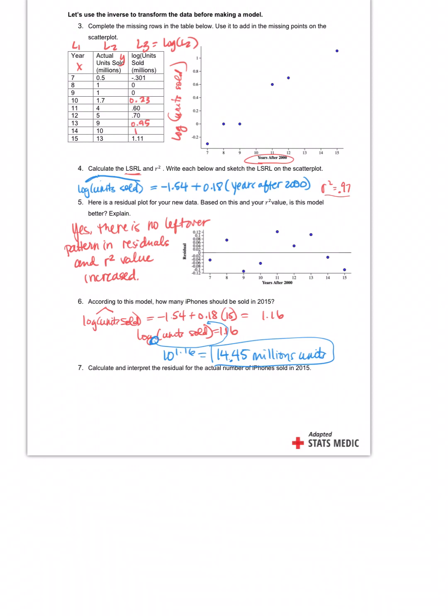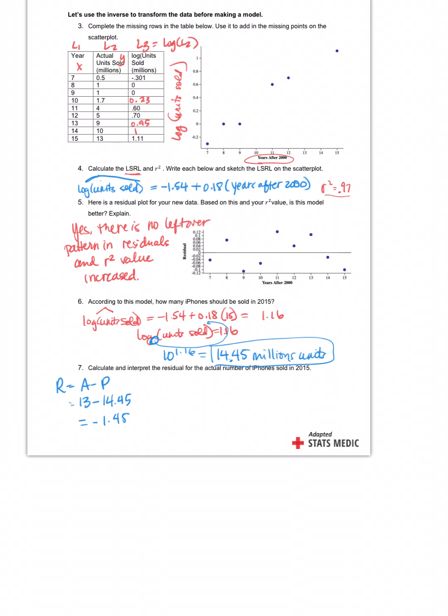Now, so that's really not that different than what we're doing, right? It's just a prediction question. Just got to use the right equation. Now it says calculate and interpret the residual for the actual number of phones sold in 2015. So how do we do residual? Actual minus predicted. How are we going to find actual? In the table. So the actual in 2015 was 13 minus the predicted, which we just calculated, 14.45, gives me a negative 1.45.